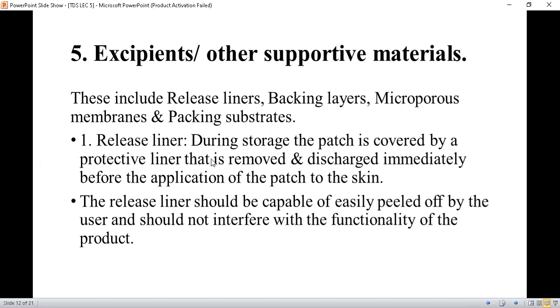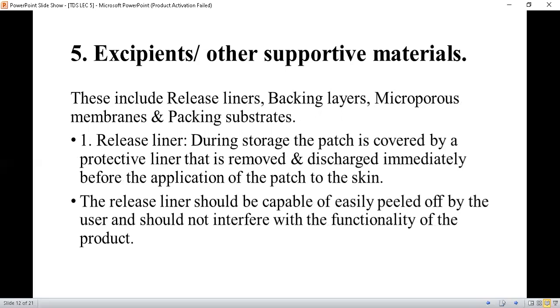So what is release liner? During storage, the patch is covered by a protective liner that is removed and discarded immediately before the application of the patch to the skin. Means release liner is that liner which covers the surface of the patch, which after that you will have to remove the liner from that surface, and then you will attach or apply that surface on your skin.